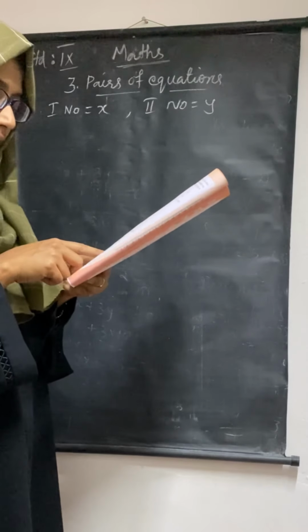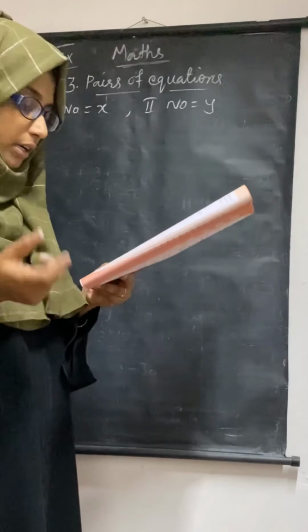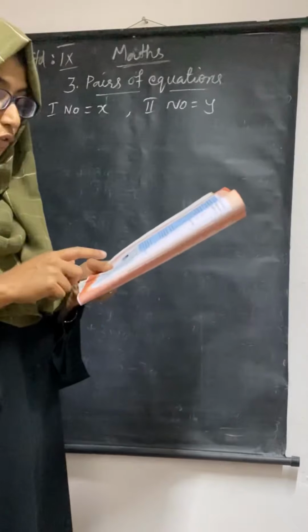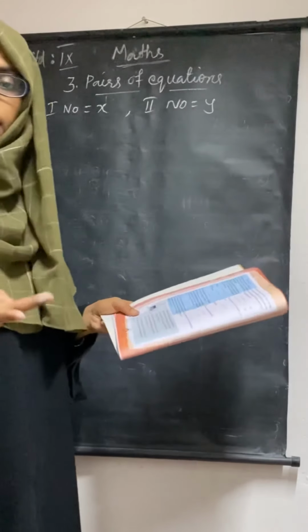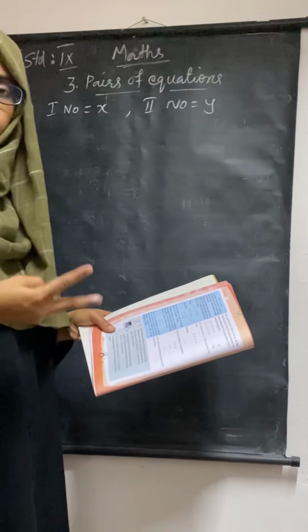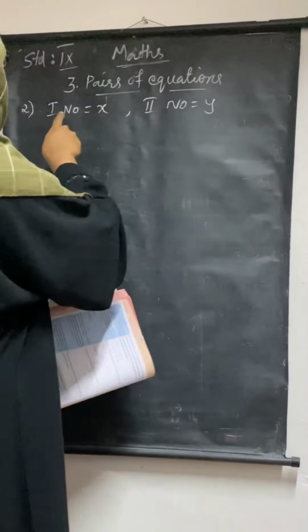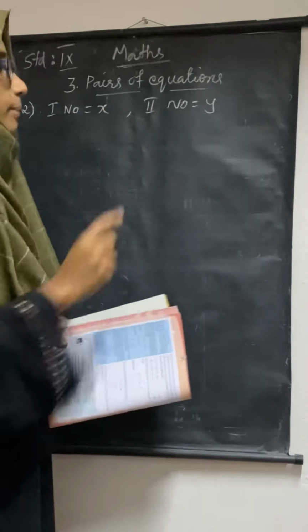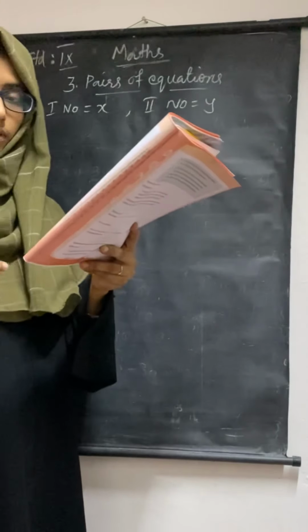4 times a number and 3 times the another number added together make 43. So 4 times a number and 3 times the another number. That means you should understand that there are two numbers, first number and second number. So we can take it as first number x, second number y. So we'll see now the sentence.